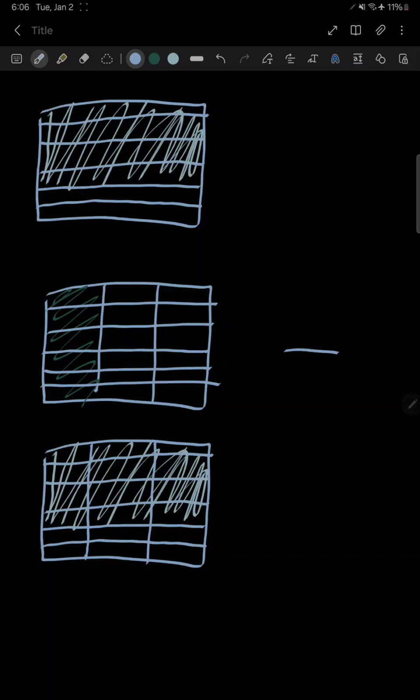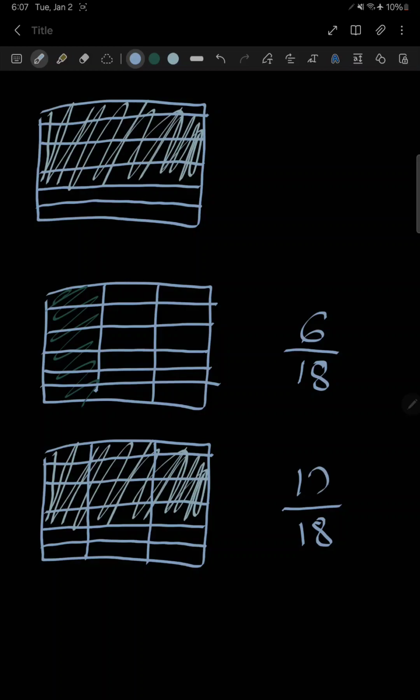I've got 1, 2, 3, 4, 5, 6, 7, 8, 9, 10, 11, 12, 13, 14, 15, 16, 17, 18. I've got 18 little squares in all. That means the bottom number is going to be 18. And how many are shaded? 1, 2, 3, 4, 5, 6. I have 6 of those 18 pieces shaded. Here I'm still going to have 18. And how many are shaded? 1, 2, 3, 4, 5, 6, 7, 8, 9, 10, 11, 12.